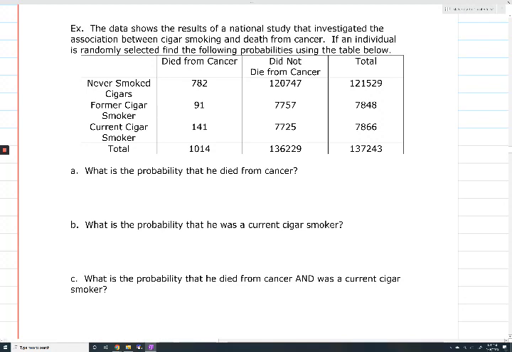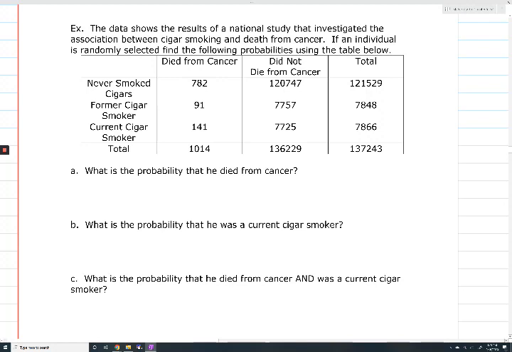Excuse me. No, they're not. So that means we're going to have to be doing some adding and some subtracting depending on what questions and what outcomes we're looking at. So first, it's a two-way table because if we look horizontally, it talks about the number of people that smoke cigars and whether they never smoked, they used to smoke, or they currently smoke. And if we look vertically, it talks about whether someone died of cancer or did not die from cancer. So those are the two different things this two-way table talks about.